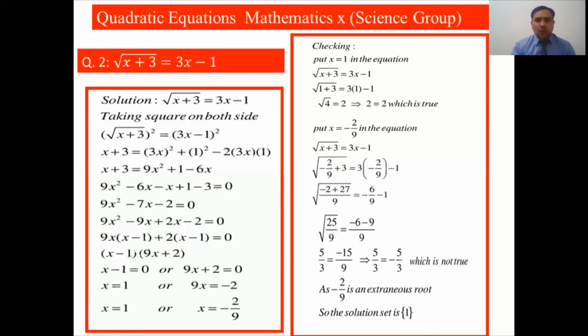An extraneous root is a root which we find by solving the radical equation, but when we put that root into the equation, that root does not satisfy the given radical equation, so we say that that root is an extraneous root.